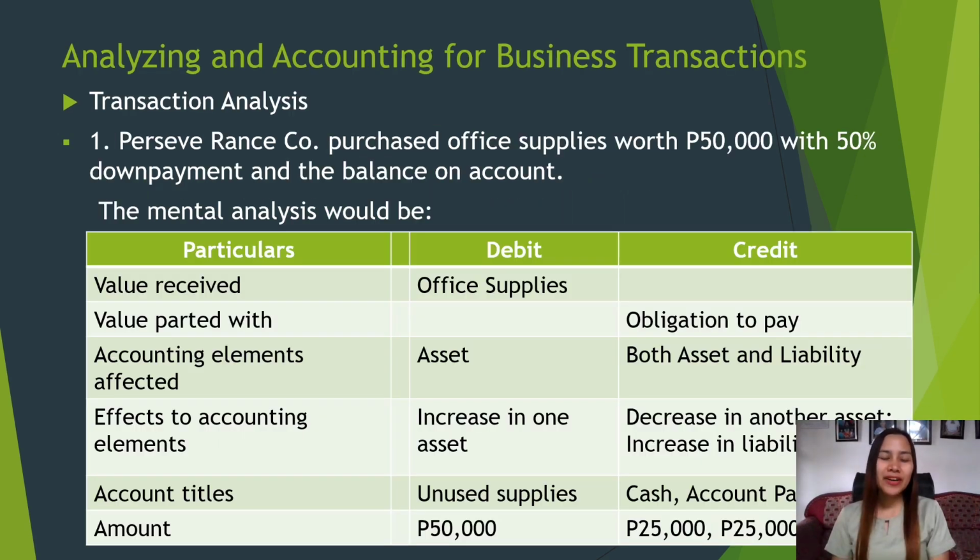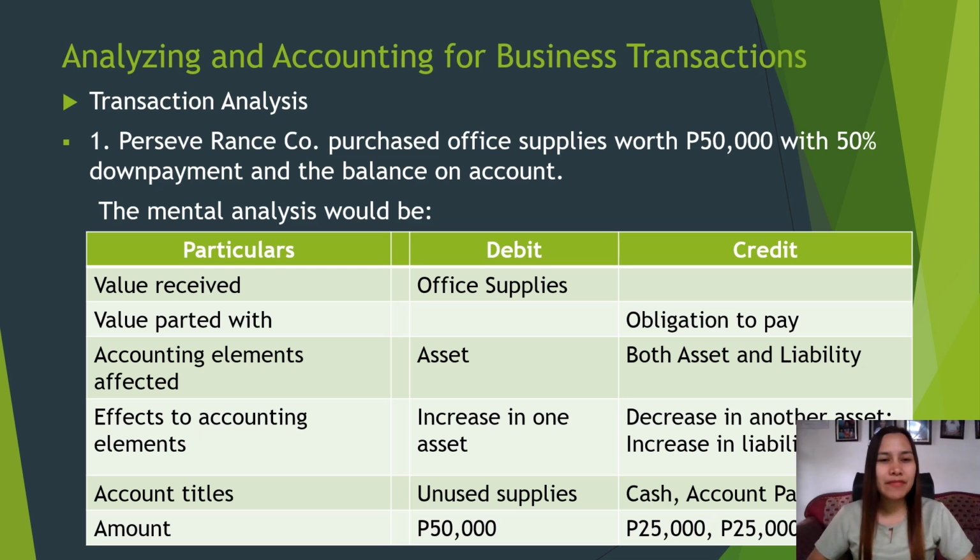For the transaction analysis, let's consider this example. Percive Runs Company purchased office supplies worth 50,000 with 50% down payment and the balance on account. So the mental analysis would be, what is the value received? Of course, the office supplies being purchased. The value parted with, the obligation to pay. The obligation to pay the 50% down payment. The obligation to pay the balance on account.